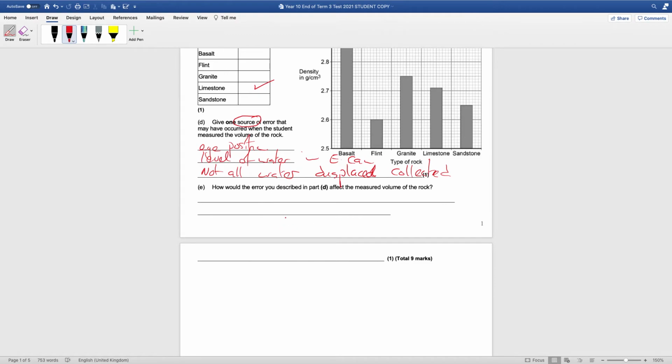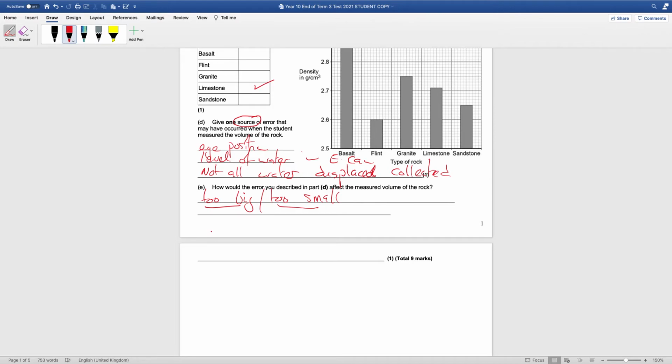How would the error you described in D affect the measured volume of the rock? Well, it would be too big or too small, depending, of course. The eye position could do either. The level of the water in the Eureka can, well, if that level was too low, then the volume that you would get would be too small. If you didn't collect all the water that was displaced, it would be too small. If the measuring cylinder was wet before you started, it would be too big.